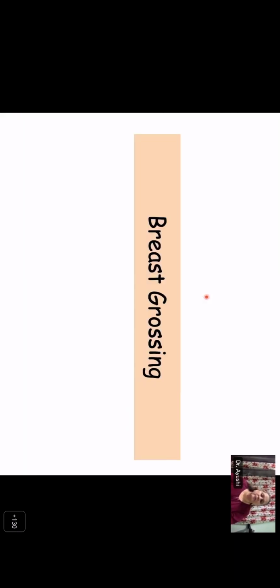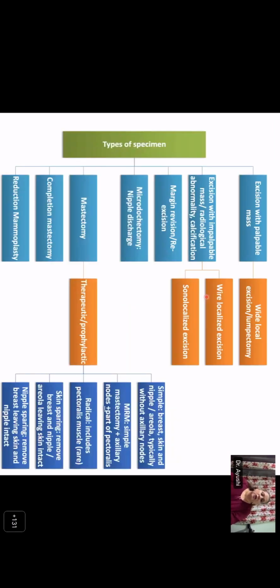So with this we begin the grossing of the breast. First we have to know what variety of specimen types we can receive in breast grossing. For clinically palpable masses, depending on the size of the mass, the surgeon can undertake an excision, which is also called wide local excision or lumpectomy. In cases where the mass is impalpable, clinically not identified, but a radiological abnormality or calcification is identified, then various radiologically guided procedures such as wire localized excision or sonolocalized excision can be undertaken.